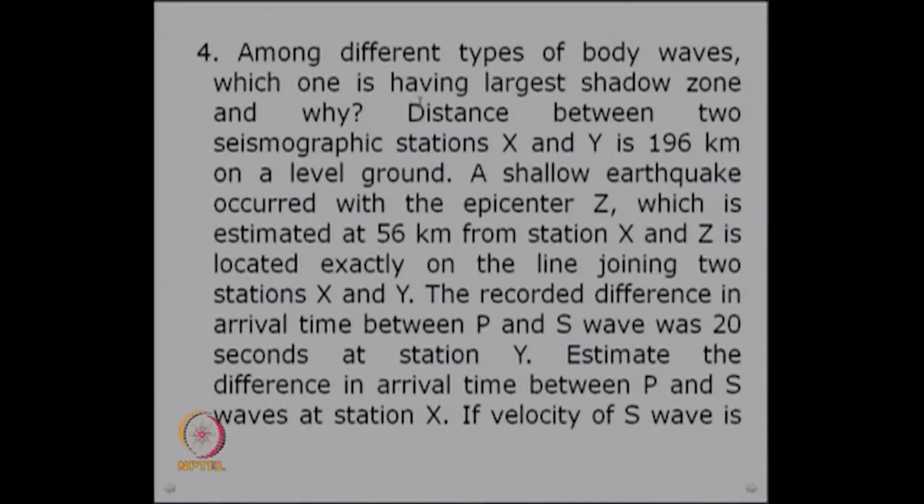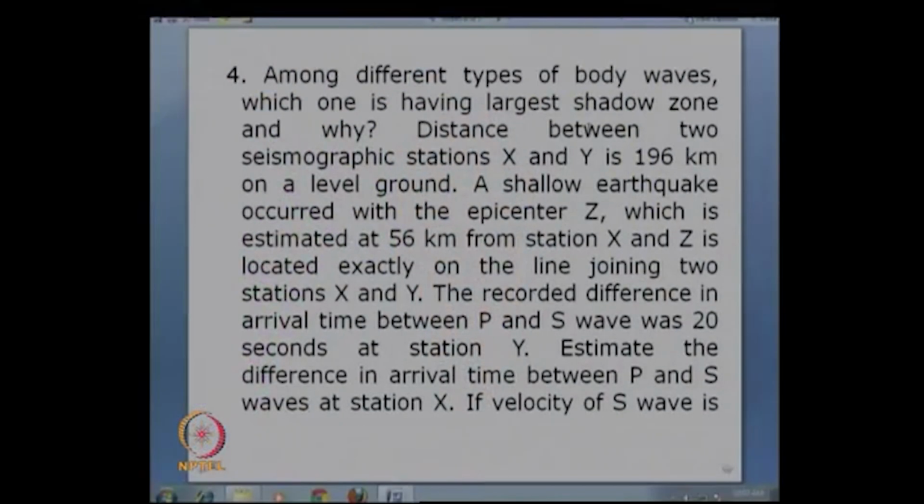It says, among different types of body waves, which one is having largest shadow zone and why? So, what are the body waves? If we want to give the answer here directly instead of writing, body waves are nothing but two types, as we have already discussed in our theory. One is primary wave or P wave, another is shear wave or S wave. Now, among these two, which one is having largest shadow zone? Of course, the shear wave or S wave will have largest shadow zone.